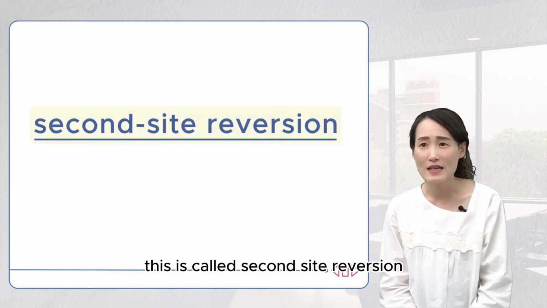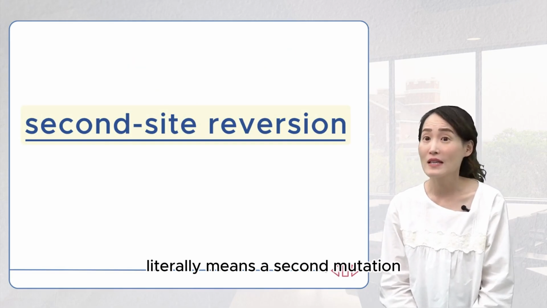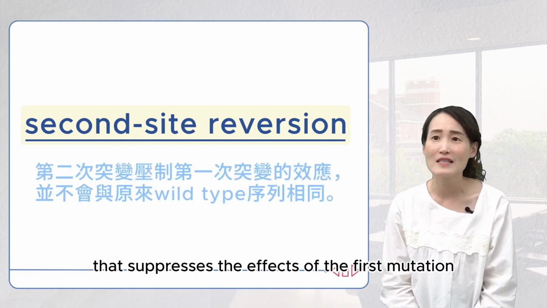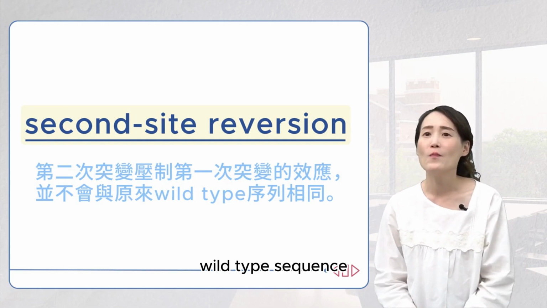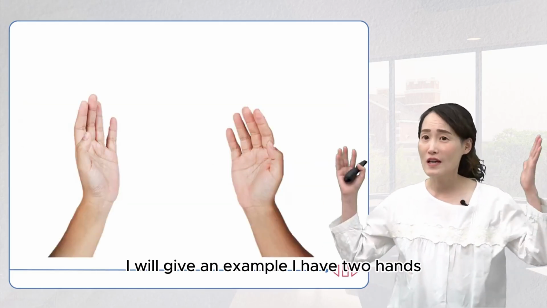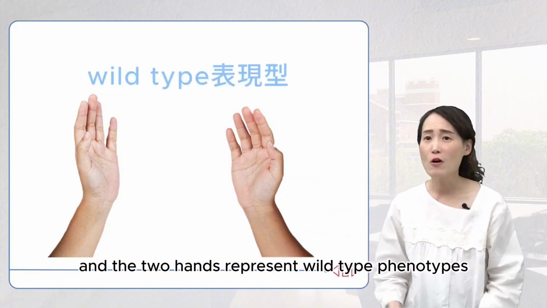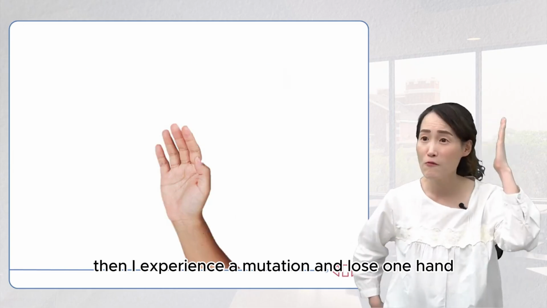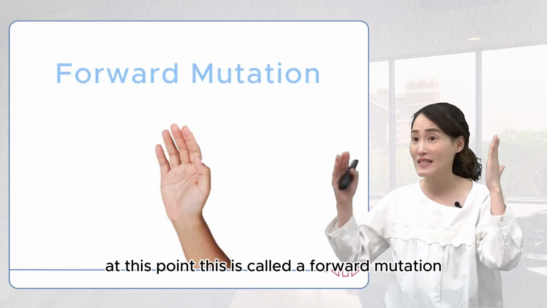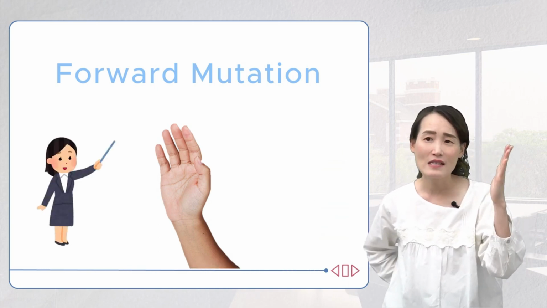This is called second site reversion. The term second site reversion literally means a second mutation that suppresses the effects of the first mutation, which does not necessarily match the original wild type sequence. I will give an example. I have two hands, and the two hands represent wild type phenotypes. Then, I experience a mutation and lose one hand. At this point, this is called a forward mutation, as I went from two hands to one hand.